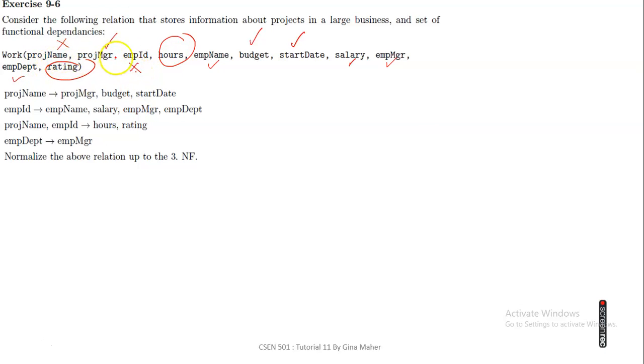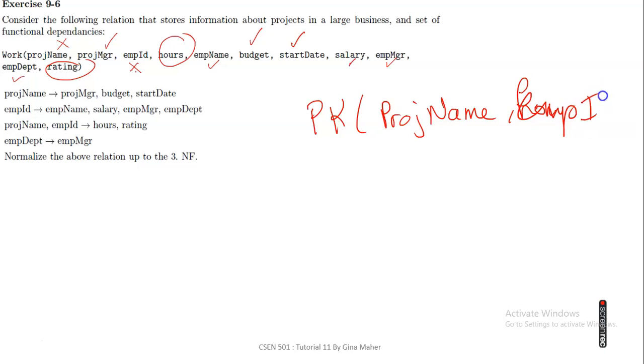Okay, because the project name can get these attributes and the employee ID can get these, and together they can get the hours and the rating. So the primary key in this case is the project name and the employee ID. Okay, let's move forward. The employee department can get the manager. So from the department, we can deduce the manager. Normalize the above relation up to the third normal form.